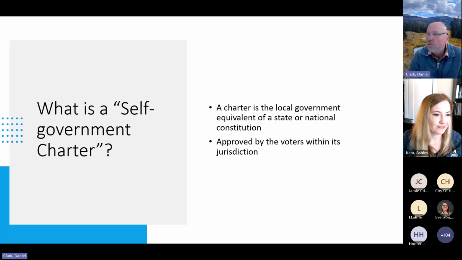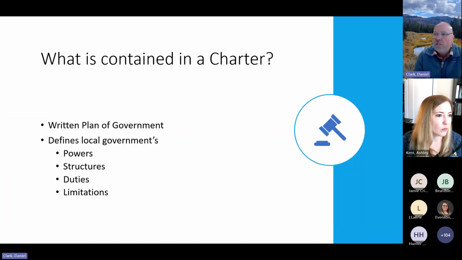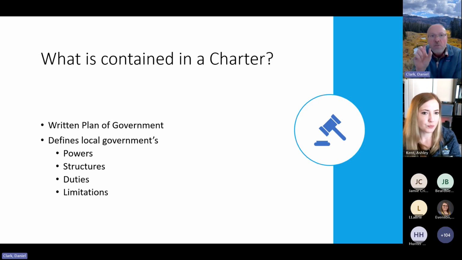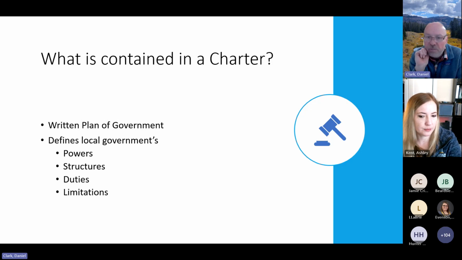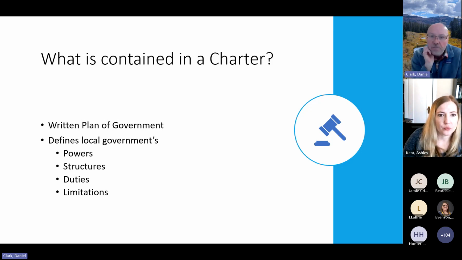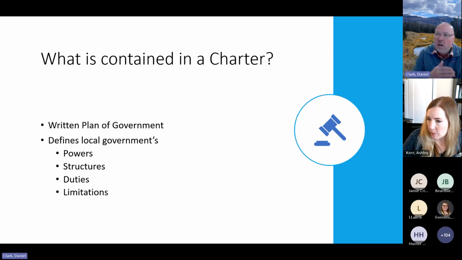7-1-105, I want to say, is the statute that talks about that. So like I said, equivalent to the state constitution, it's approved by the voters. It defines power, structures, duties, and limitations, right? So what powers do we have? What limitations do we want to place on those powers? For example, Billings, in their charter, has placed a limit on the number of mills that they can levy. And the only way they can increase their levied mills is they go back to the voters and amend their charter, which they've done several times over the last 50 years.